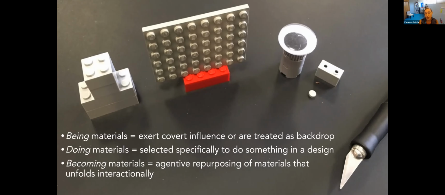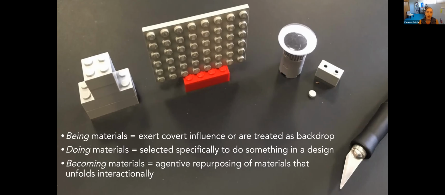So we think about being materials that are sort of just present. They often exert some kind of covert influence. So Legos are rather coercive in this way. They tell us very strongly how they're supposed to go. But sometimes we can treat them as doing materials. In our conversations with them, we might ask them to do something, like in the middle, where we see the studs are changed 90 degrees.